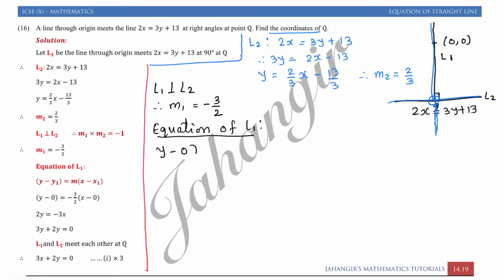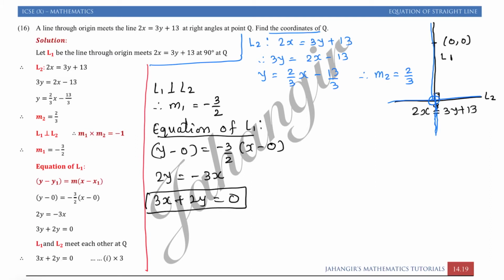y minus y1 is equal to minus 3 by 2 into x minus x1. Cross multiply, 2y is equal to minus 3x. 3x you can shift to the other side. This is the equation of line L2. L1.